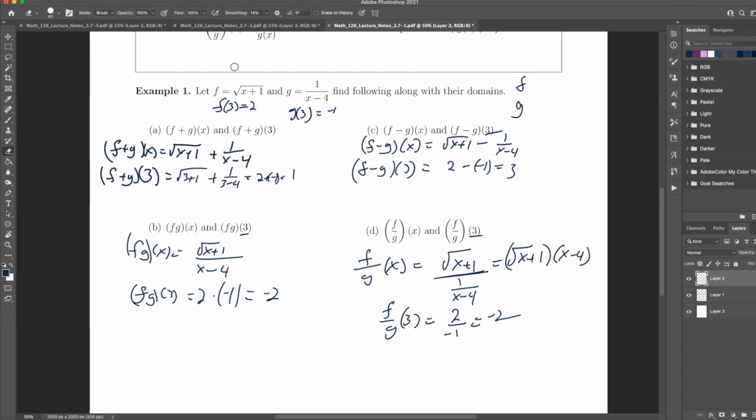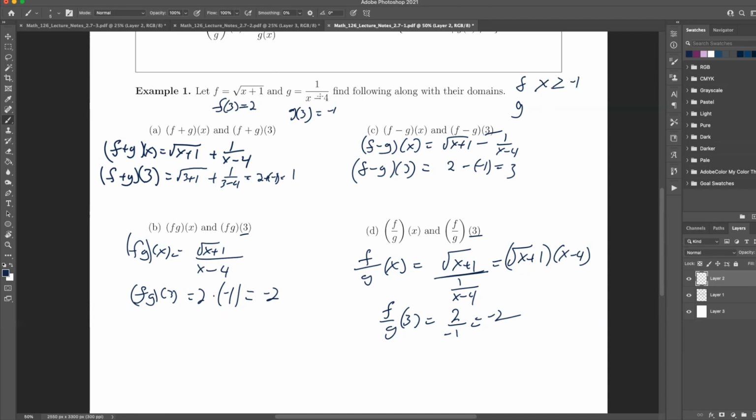Well, I only got 10 minutes. I guess I better move. Here, x plus 1 has to be greater than 0. That means x has to be strictly greater than negative 1. Because if x is negative 1, I get 0, I'm okay.